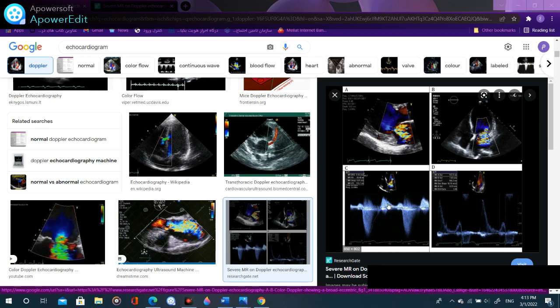For example, in this diagram, this is the baseline. This flow from the mitral valve goes to the apex of the LV, so it is near the probe of echocardiography, so this is positive. And this flow goes away from the probe, so it is negative. This flow is positive, this is the baseline, and this flow is negative. This flow is mitral regurgitation.